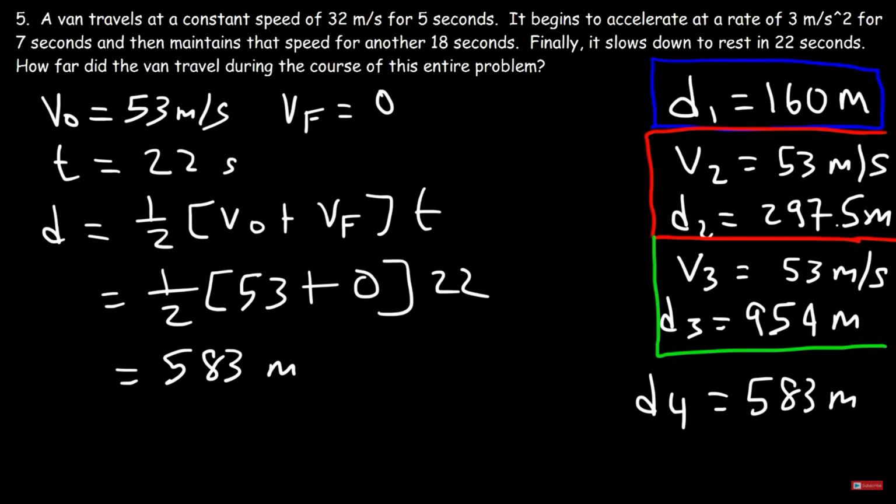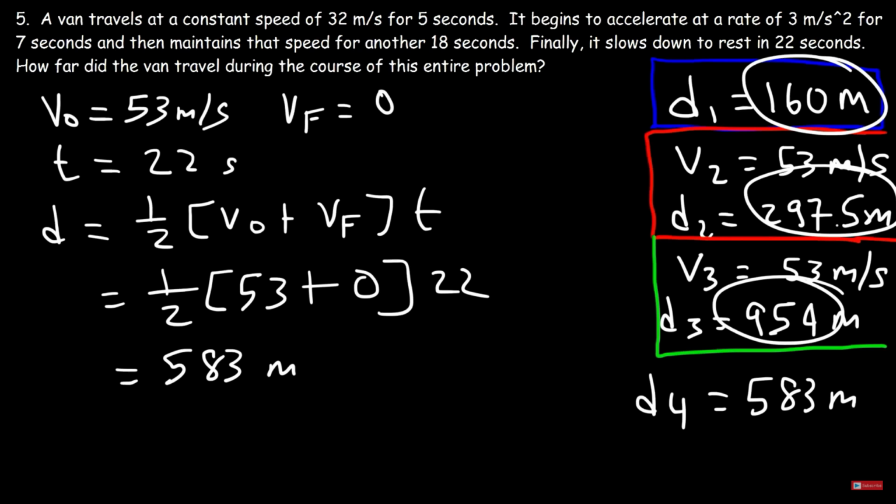So to find the entire distance that the van traveled, we need to add up the values that we have. So we got to add up 160 plus 297.5 plus 954 plus 583.